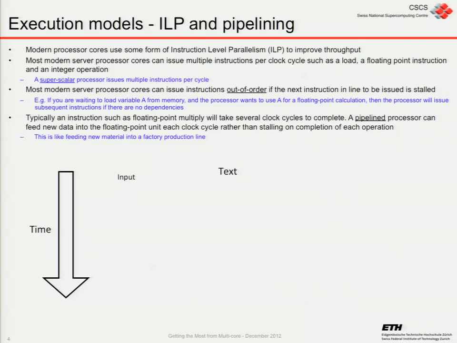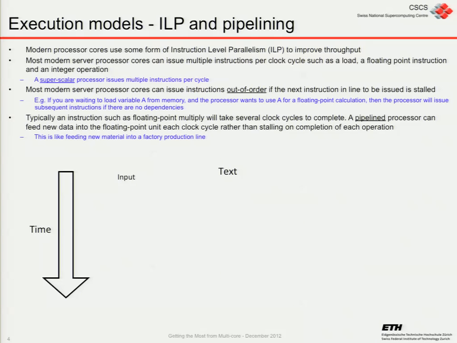So this is like feeding new material into a factory pipeline. Rather than taking 3 cycles in our particular washing up case to get one piece of pottery washed, it's going to take 3 cycles anyway, but we can then get 1 dish per cycle coming out. The same sort of thing we can do in floating point instructions.